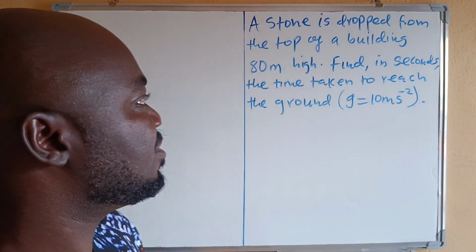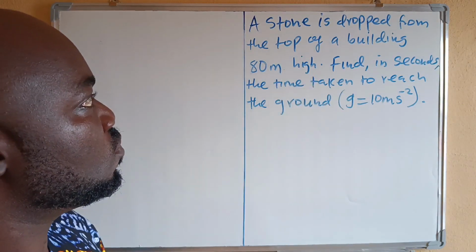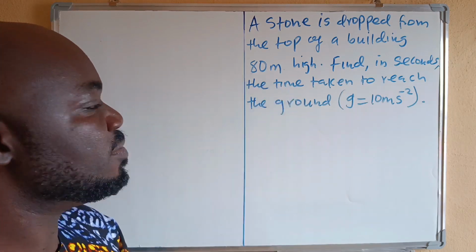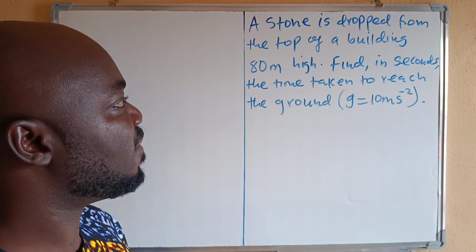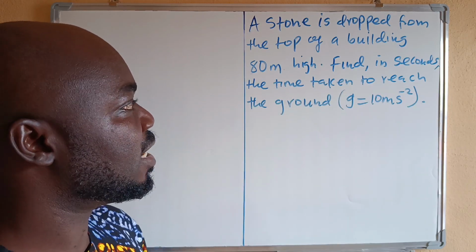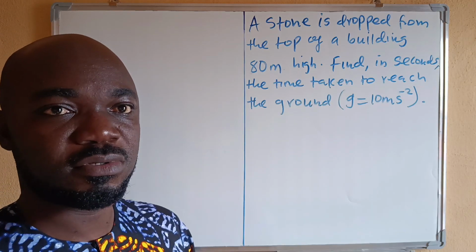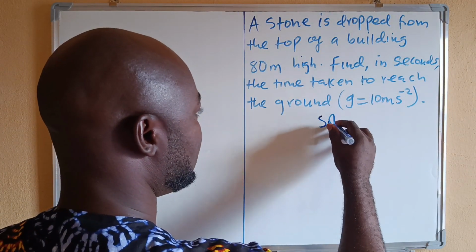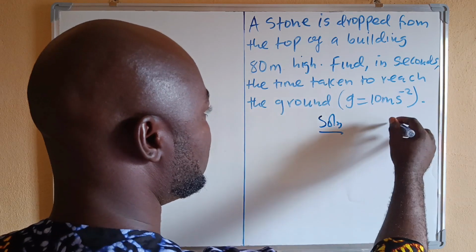Let's work on mechanics. This says a stone is dropped from the top of a building 80 meters high. Find, in seconds, the time taken to reach the ground. So a body is thrown from a building and is falling downwards.